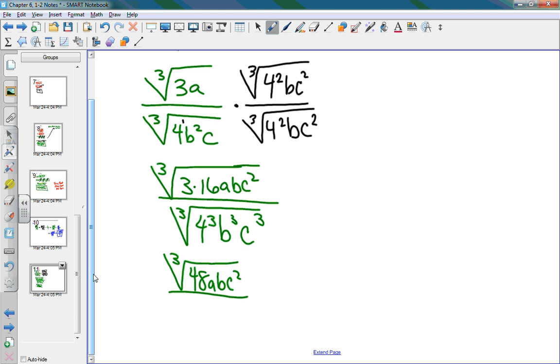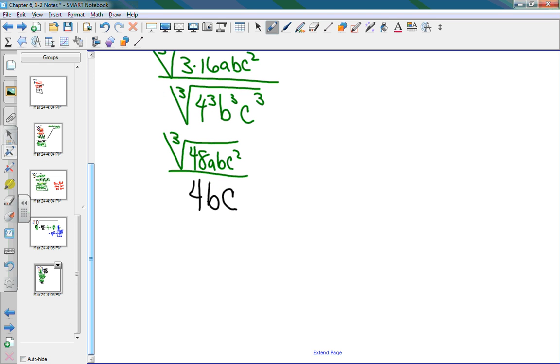And what happens whenever I take the cube root of 4 cubed? That gives me a 4. How about the cube root of b cubed? B. And how about the cube root of c cubed? C. However, we're not done. And you know why we're not done? Because are there factors of 48 that are perfect cubes?